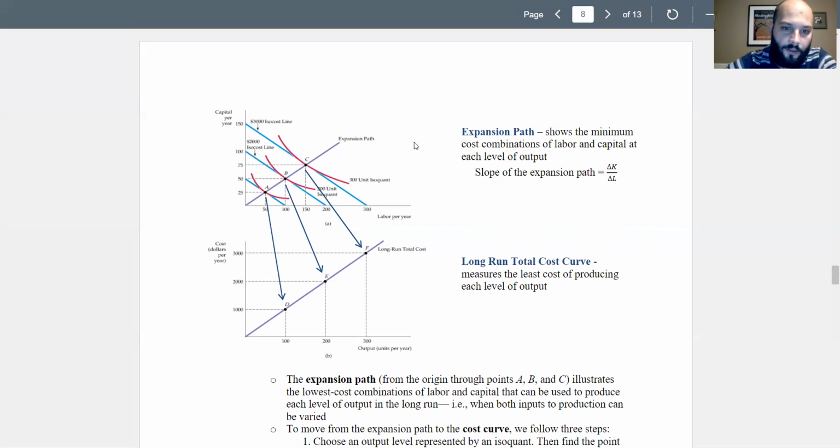Right, so an expansion path is kind of similar then a little bit to some of the things we did at the beginning of chapter 4, just talking about if we want to change our total quantity, what is the most efficient way to do it? We can map out our optimal points.